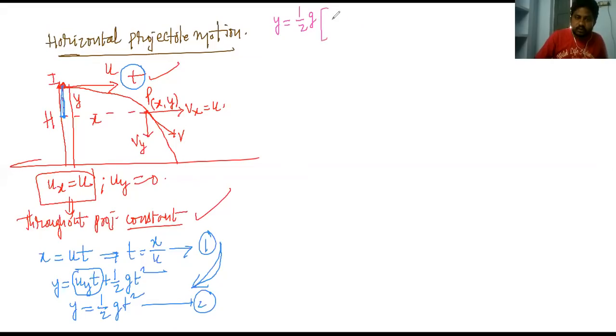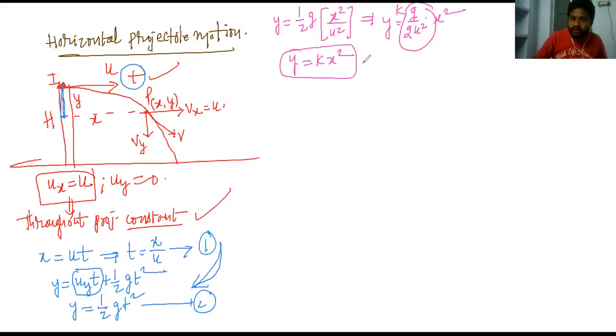T square is x square by u square. So finally I could write y is equal to 1 by, see that is g by 2u square into x square. So this is in the form of y is equal to kx square, where this is equal to k. So y is equal to kx square. This is also an equation of parabola.